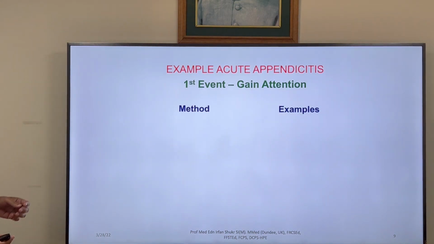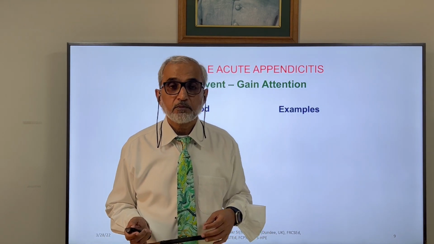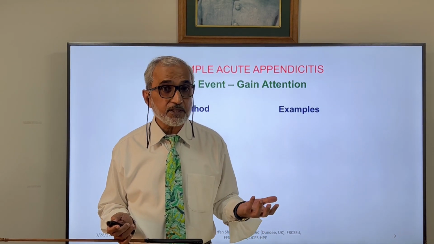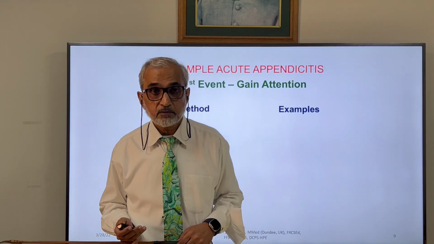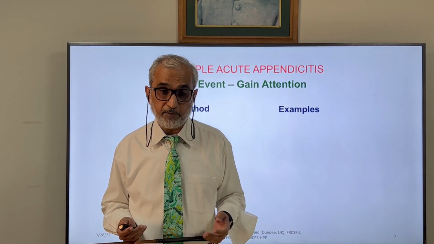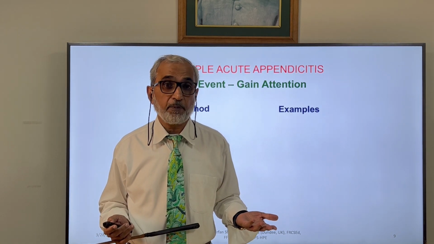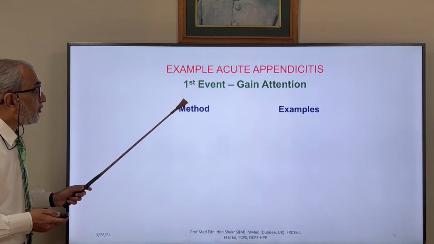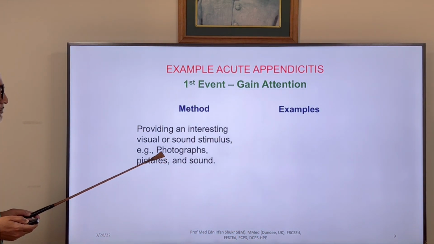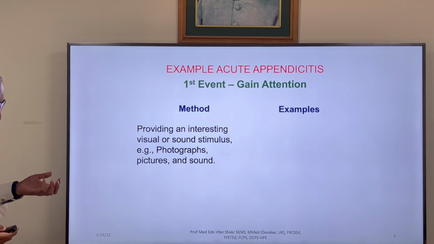So I am going to walk you through acute appendicitis, a common disease: inflammation of the appendix with obstruction in the right lower abdomen. If you recall, it's an emergency and all medical students should know acute appendicitis. The first event is gain attention, providing an interesting visual or sound stimulus. Photographs, pictures and sound are different methods that could be used.